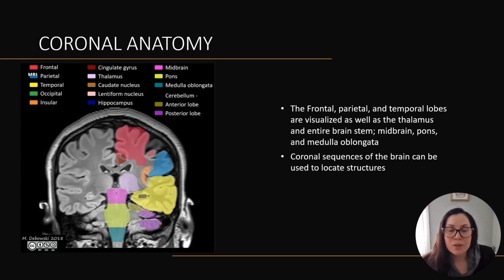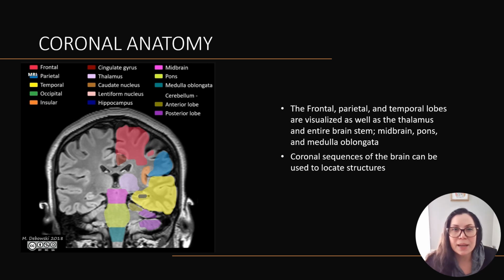Like the sagittal, coronal cross-sectional anatomy, you can obtain a lot of information on many different structures of the brain. The frontal, parietal, and temporal lobes are visualized, as well as the thalamus and entire brainstem, midbrain, pons, and medulla oblongata. Coronal is not run as commonly as axials. For instance, with a protocol with 7 sequences of the brain, you might run 1 sequence.